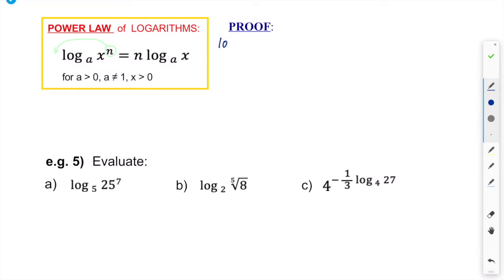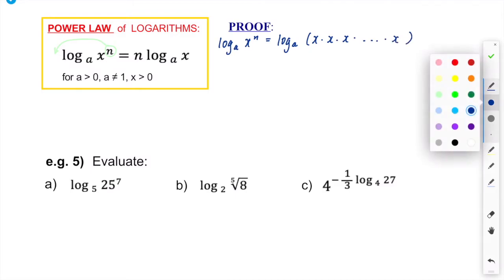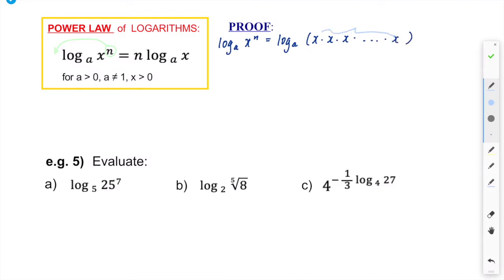If I have log of x to the power of n base a, this really is equivalent to log base a of x times x times x times dot dot dot times x. How many times? That would be n times, correct? So if I have products of what I'm trying to log here, what did the product rule tell us?